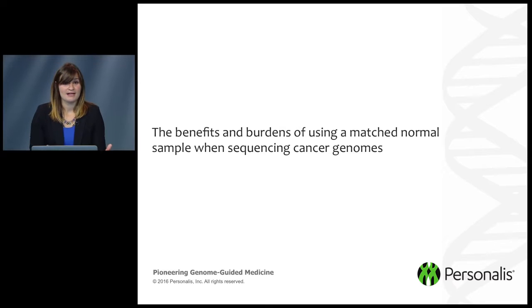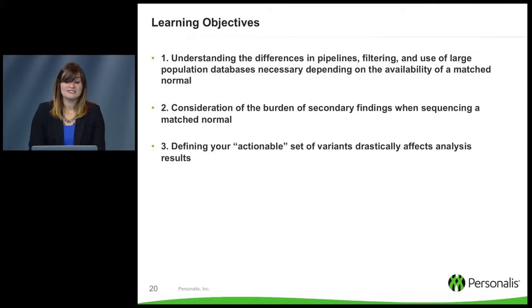So having developed and validated some of our assays, we then wanted to see what's the difference in our pipeline performance depending on whether we have a matched normal sample available or not? Now, as Toby stated, the learning objectives from this portion of the webinar to keep in mind are, first, to really understand the differences in pipelines, in filtering techniques, and use of large population databases necessary, depending on whether or not you have a matched normal available. Second, to discuss the non-trivial considerations of secondary findings, education and consent when sequencing the germline. And finally, we'll talk about how defining your set of actionable variants affects your analysis results.